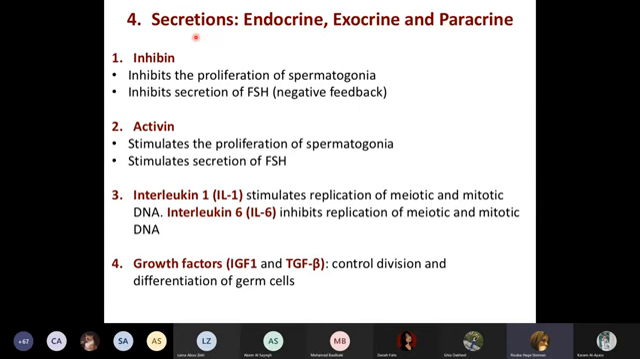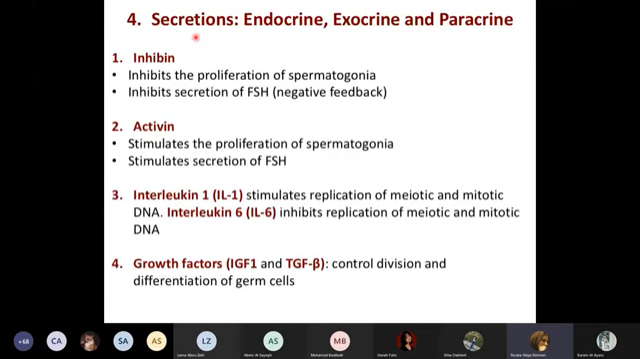The activin, also inhibin and activins, are two types of cytokines that we saw in the reproductive messengers chapter. Activin acts oppositely to the inhibin. It acts to stimulate the proliferation of spermatogonial cells and to stimulate the secretion of FSH.